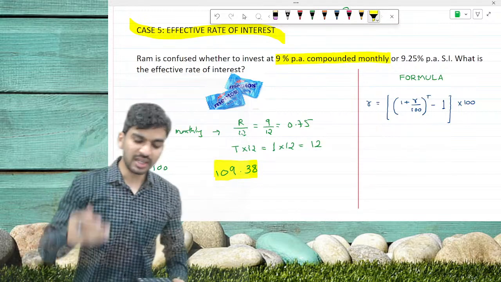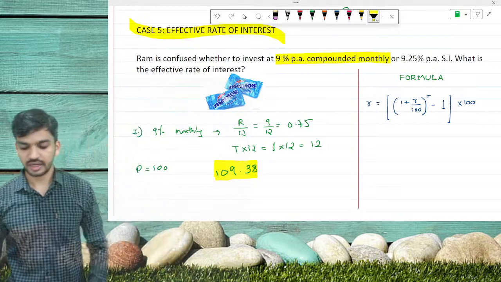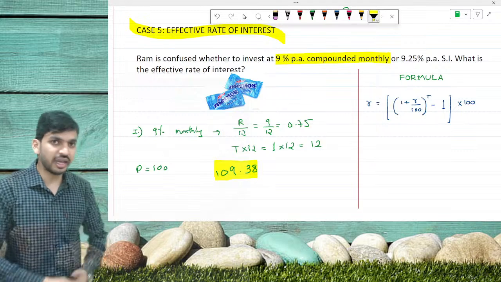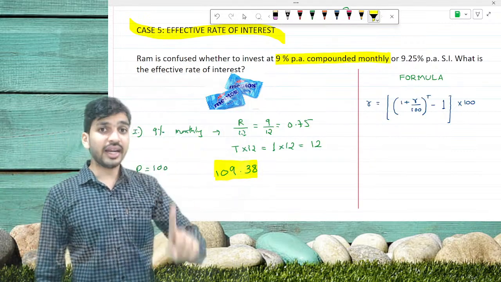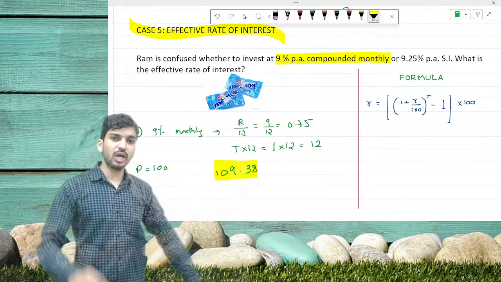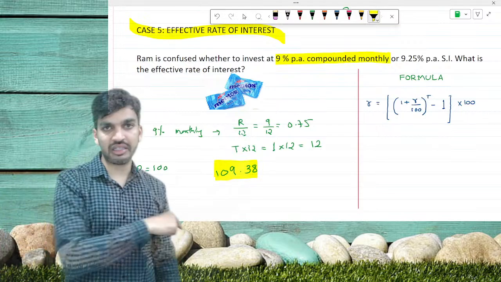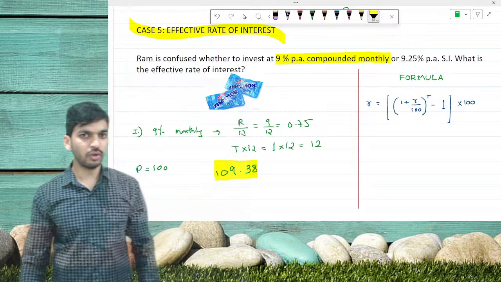That is the amount that you are going to get according to compound interest with monthly compounding. If you are investing 100 rupees and the compounding is done monthly, then at the end of 1 year you are going to receive 109.38 rupees in your account. Did you all understand this very carefully?